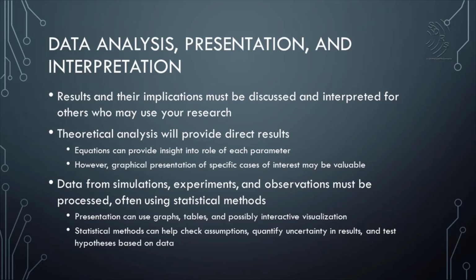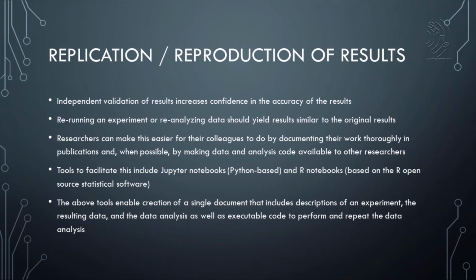Statistical methods can be used to help check assumptions and quantify uncertainty in results and test hypotheses based on data. Another consideration is replication or reproduction of results. If others can reproduce the work you've done or redo the analysis and get similar results, that increases the confidence in the results that you've obtained.